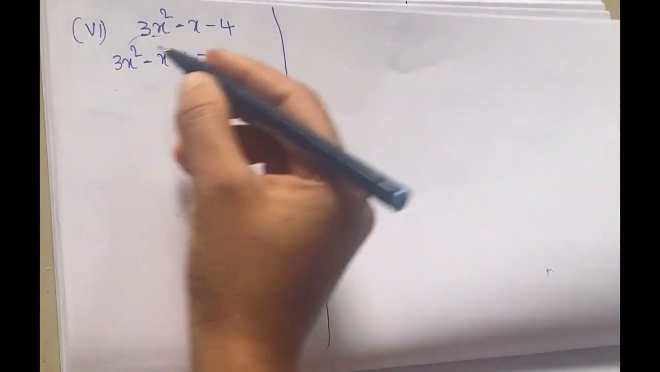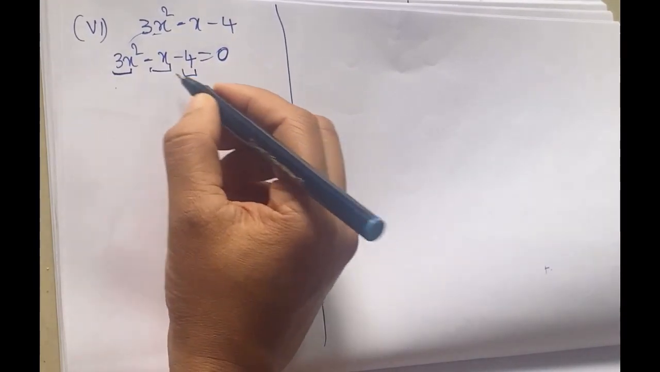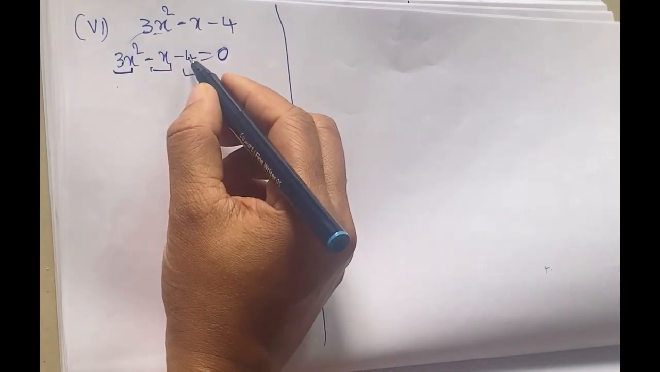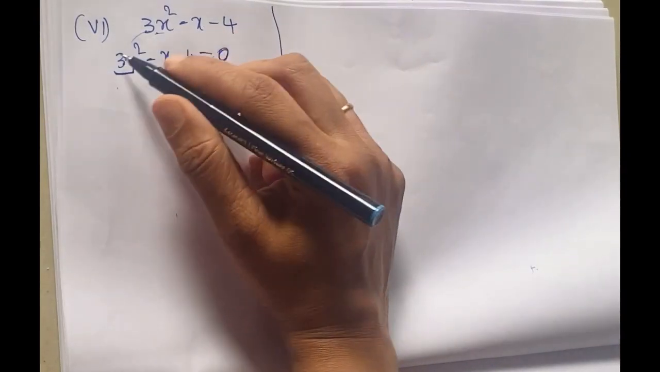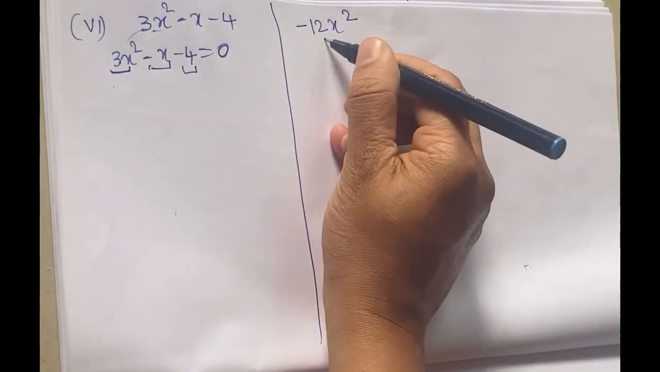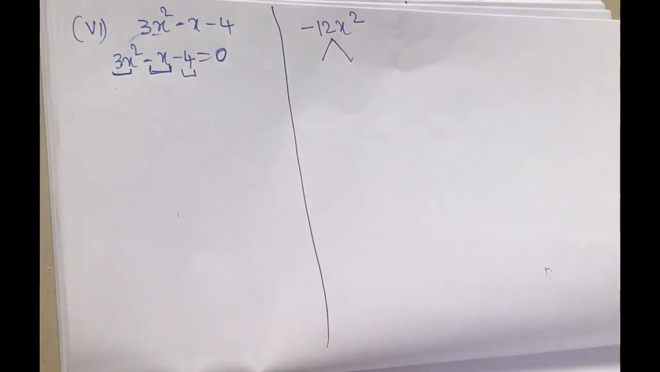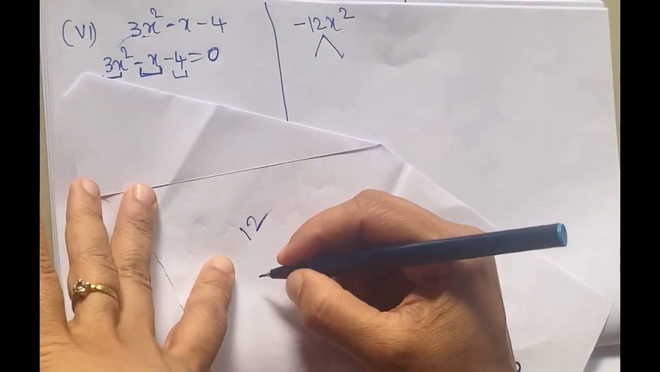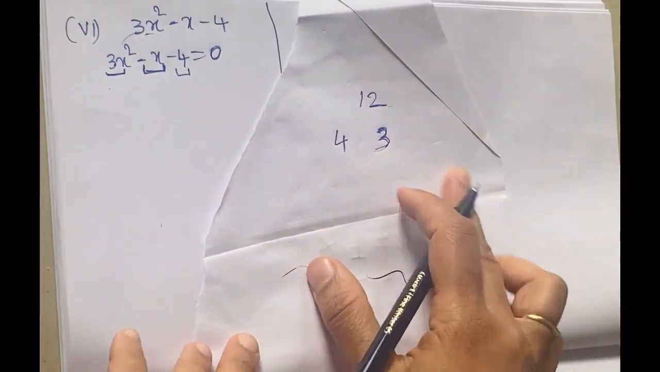I will go through the factorization method. First term, middle term, third term. First I will take the product of first term and last term. First term is 3x square, last term is minus 4. Minus 4 into 3 is minus 12 x square, and the middle term is minus x. The factors of 12 are 4 and 3.